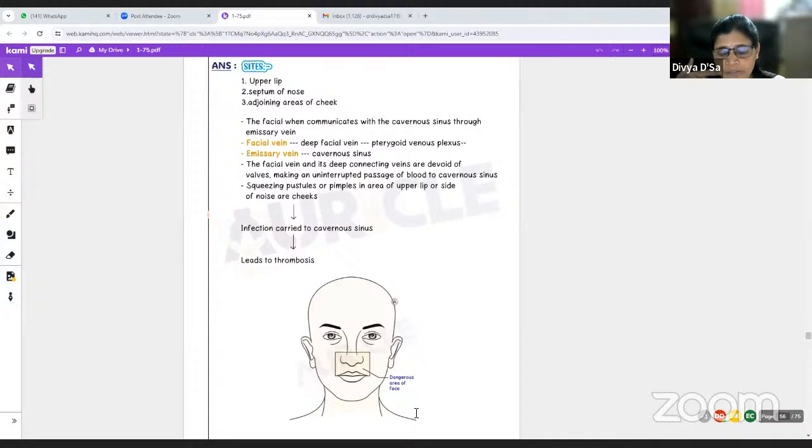So in case of any infection in that area, like any pustules or any trauma, especially in children, we see picking of nose and all those things. So infections will be carried, okay? Those wounds, those pustules can get infected. From there, the infection can be carried through this pathway to the cavernous sinus. And infection of the cavernous sinus leads to cavernous sinus thrombosis, okay?